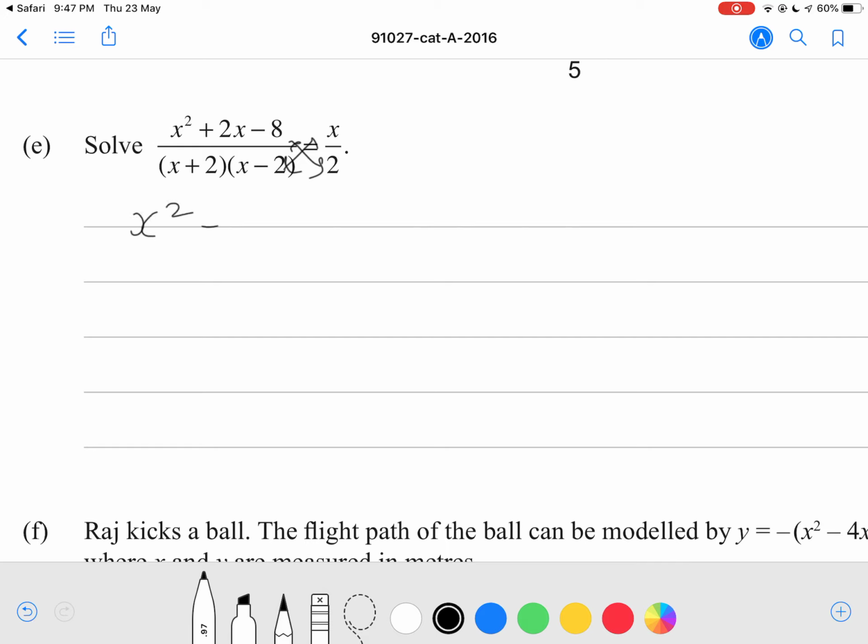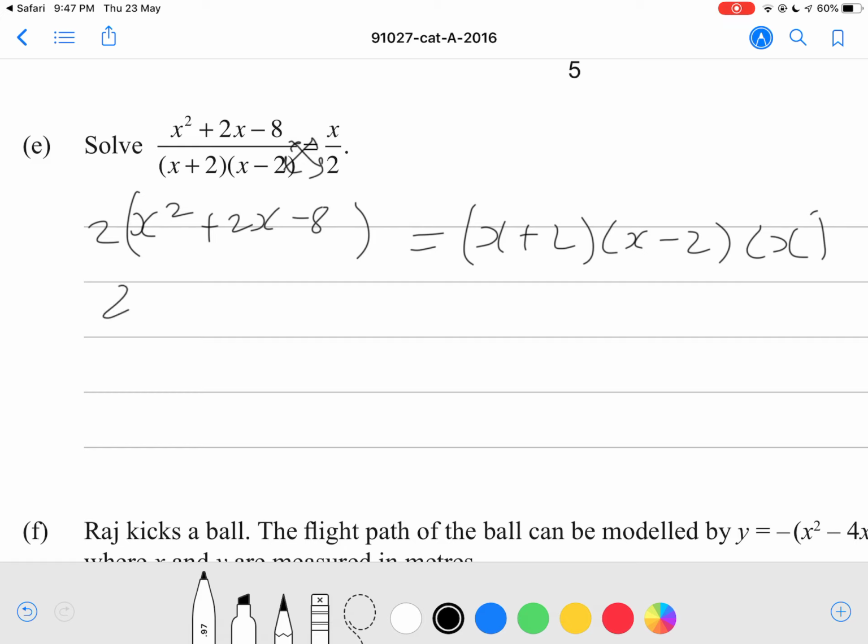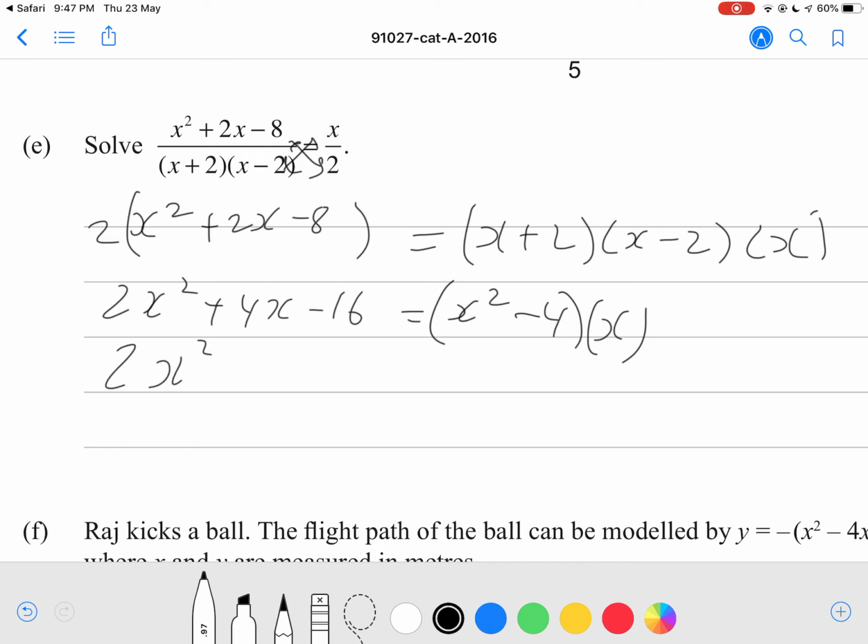So we'll say x squared plus 2x minus 8 multiplied by 2 is equal to (x plus 2)(x minus 2) multiplied by x, okay? So therefore we can say 2x squared plus 4x minus 16 is equal to x squared, that's going to minus 4x. So I'm going to say 2x squared plus 4x minus 16 is equal to x cubed minus 4x, okay?